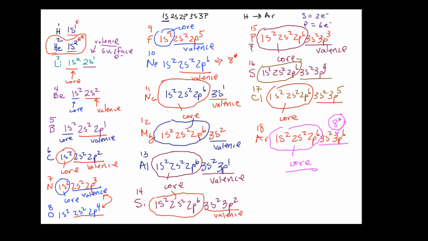All right, and with that, I'm going to go ahead and close the video. Remember that only the valence electrons, only the surface electrons are involved in chemical reactions, the formation of ions due to the exchange of electrons, or the formation of covalent compounds by a reaction.